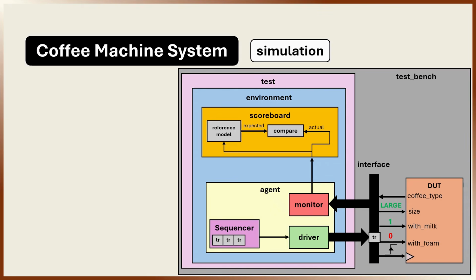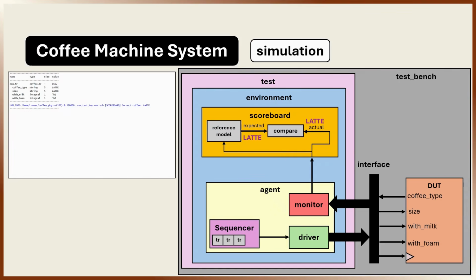While the driver is sending orders, the monitor is watching both the inputs and the outputs of the machine. On each cycle, it pairs the previous order with the coffee produced by the DUT and sends that combined information into the scoreboard. The scoreboard calculates what the expected coffee should be based on the order that was placed. It compares that expected result with the actual result coming from the DUT. If they match, we get a confirmation message.